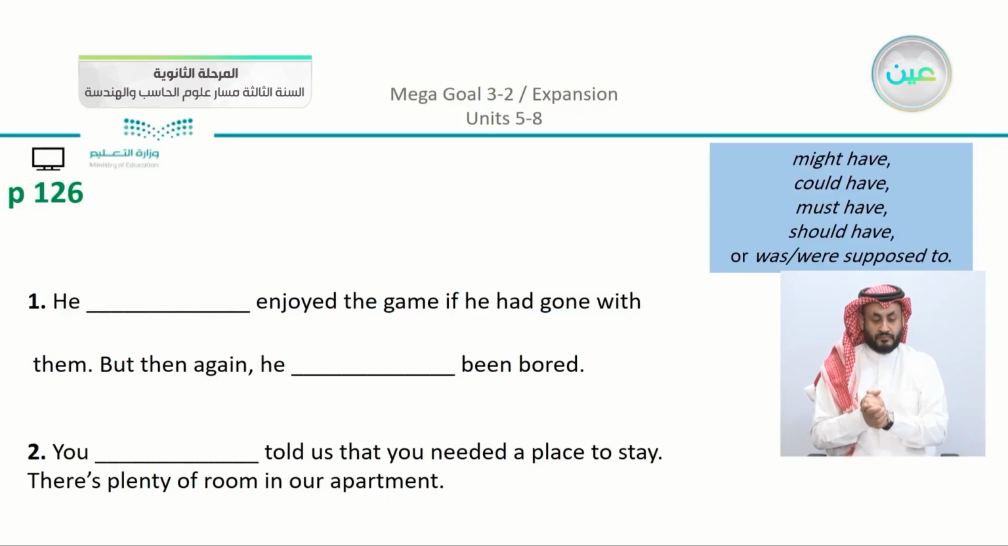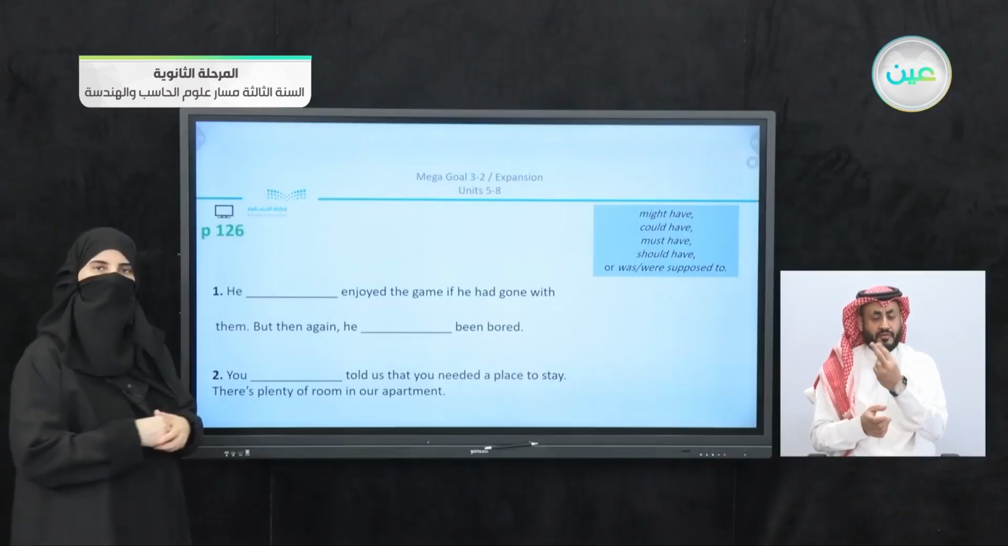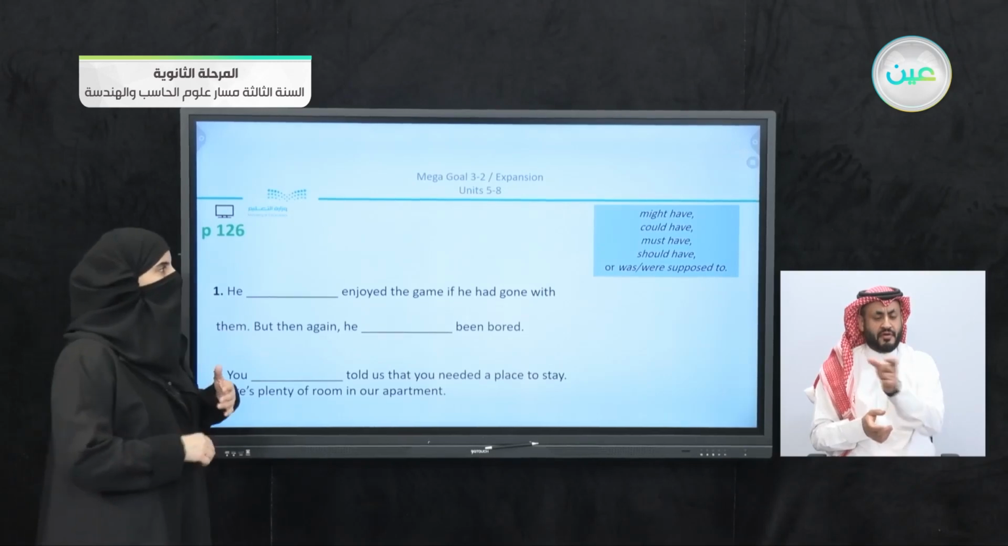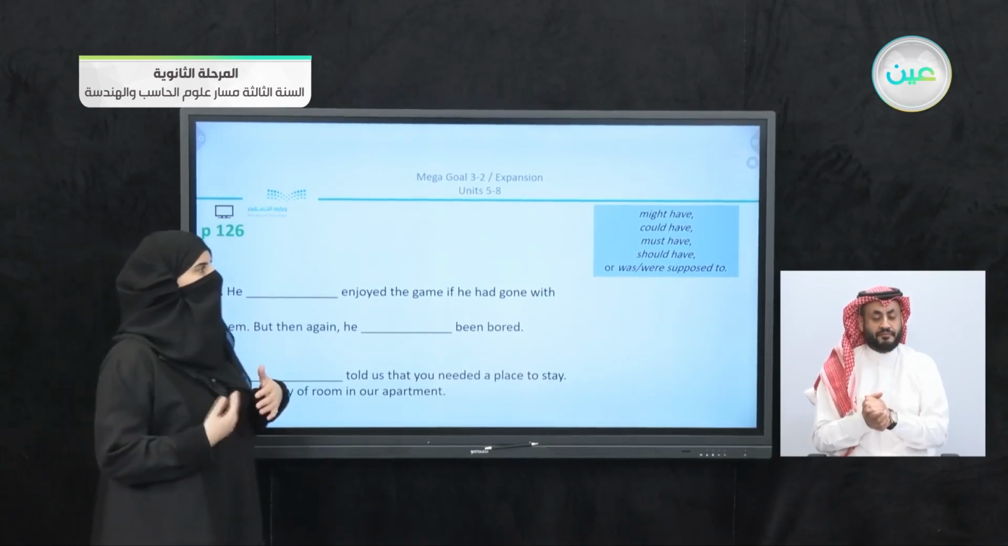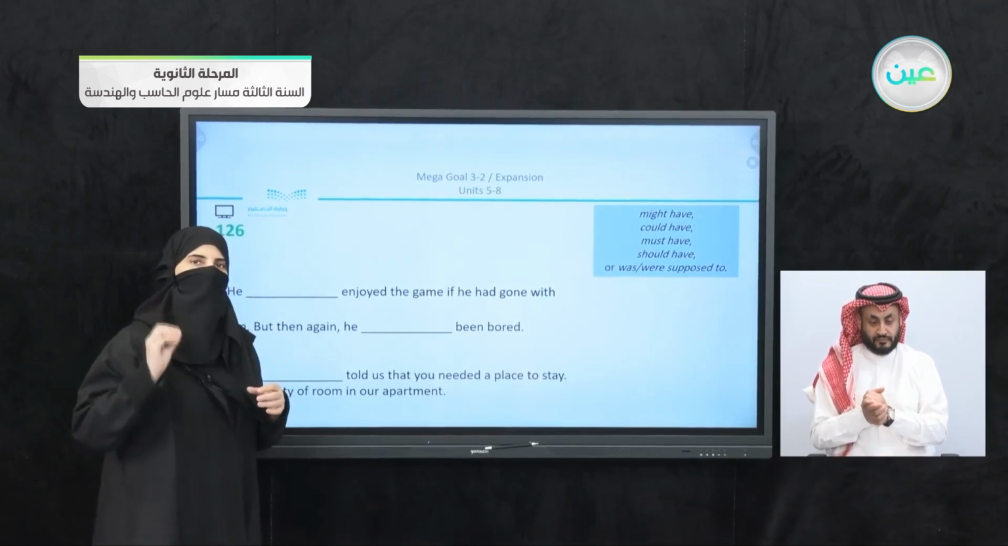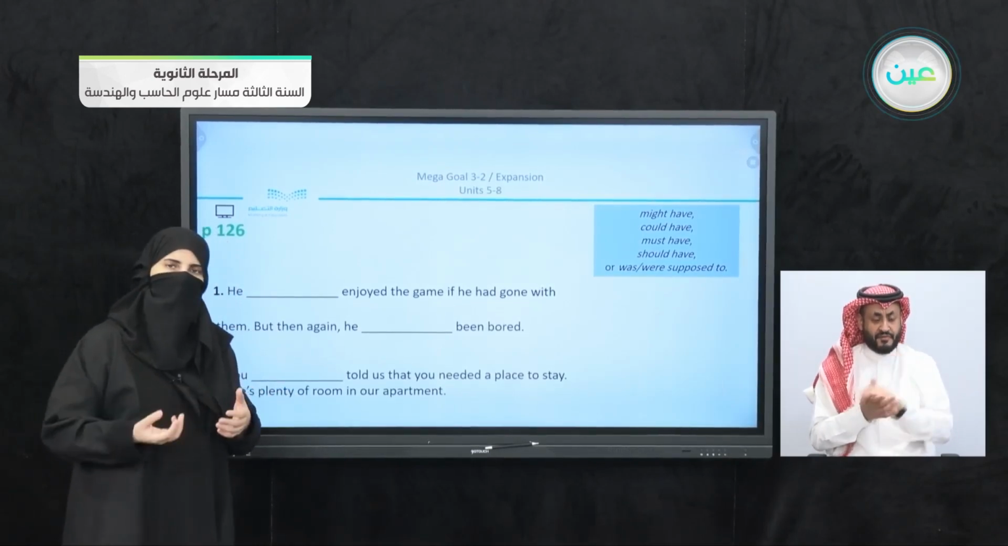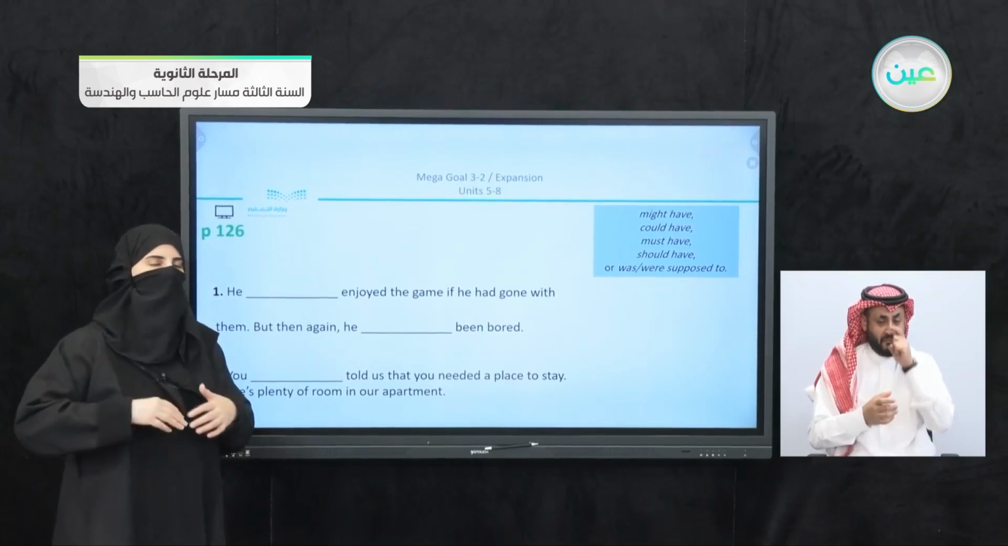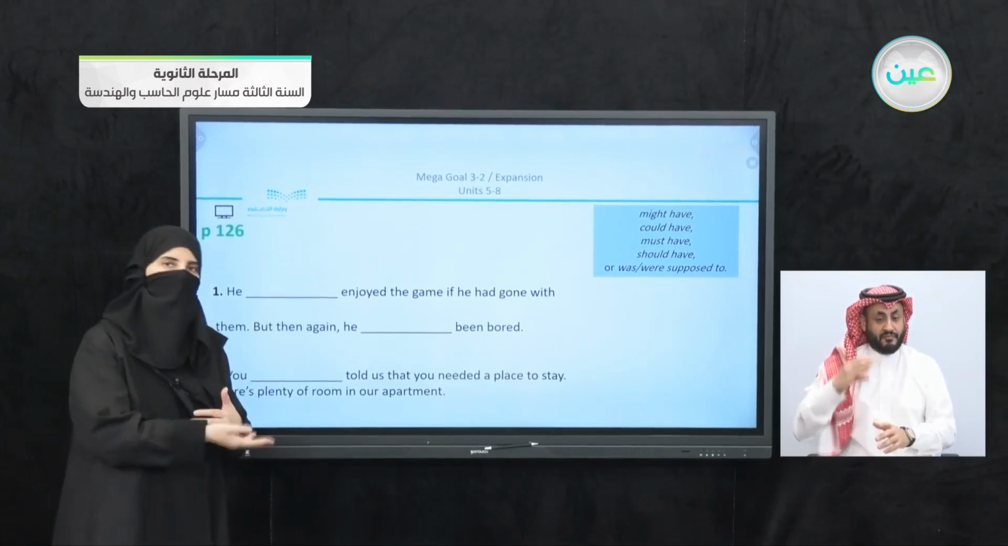We have number one. Now in number one, you can see that there are two blanks, so we're going to use two. So let's just read the sentence before. He, blank, enjoyed the game if he had gone with them, but then again, he, blank, been bored. So we have the options: might have, could have, must have, should have, or was and were supposed to. And of course there is a different meaning when you see the word must. Must is used in a sentence that gives a totally different meaning from using can or could, for example.